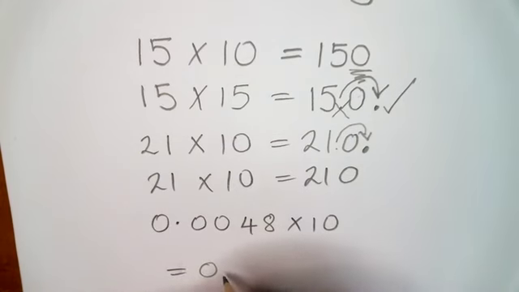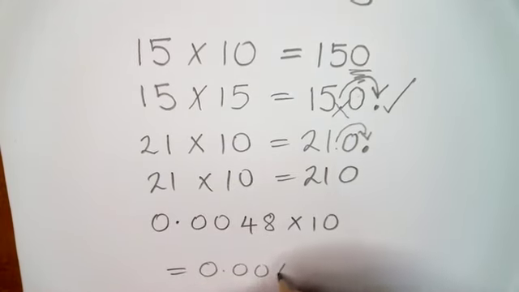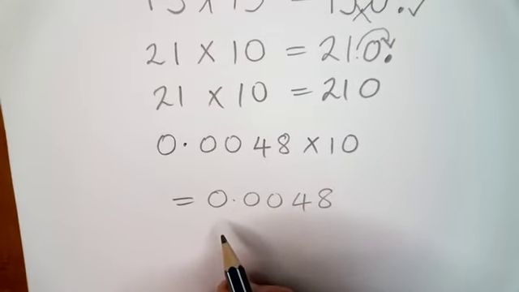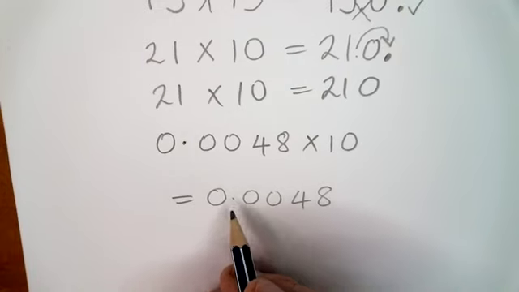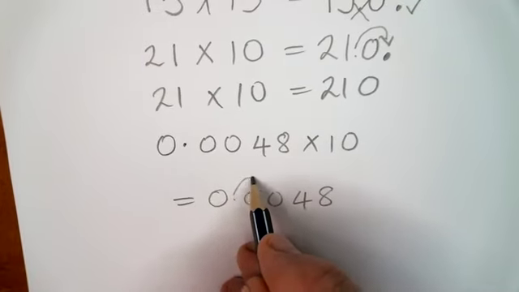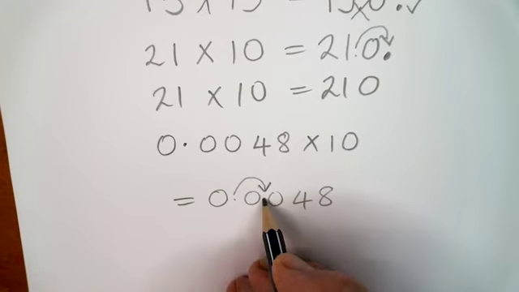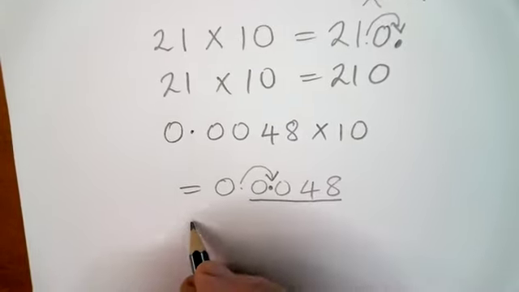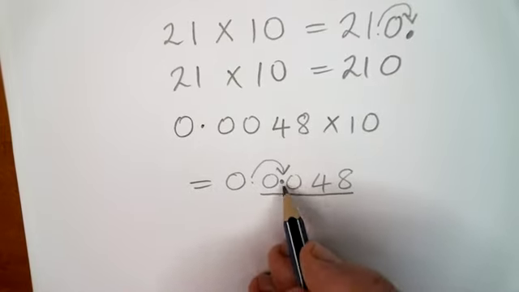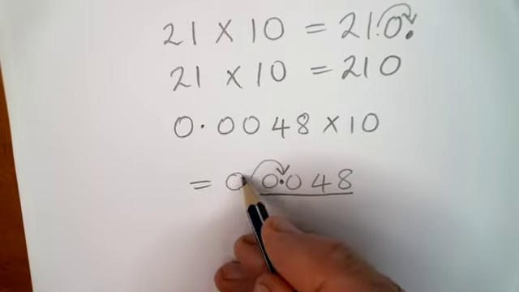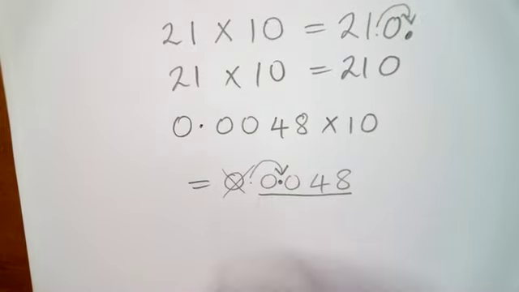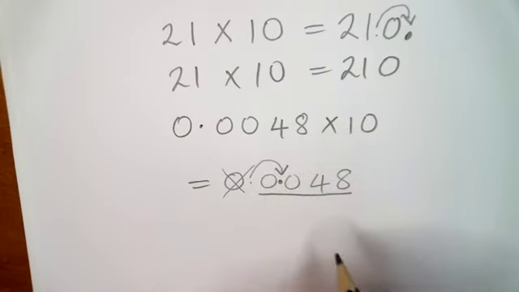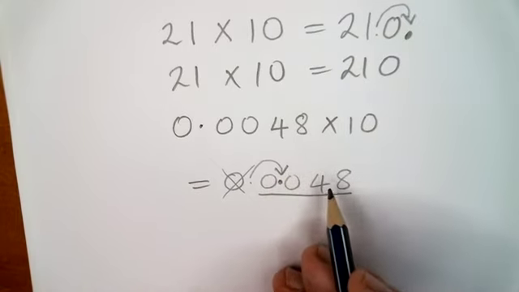Here it is, 0.0048. And this time I've made that dot very, very small, because I'm about to move it one space to the right. Now I move it one space to the right, its new position is now there. And so the answer is 0.048. We don't need two leading zeros, so we keep a leading 0, and we have a decimal place which we've now moved to that position.